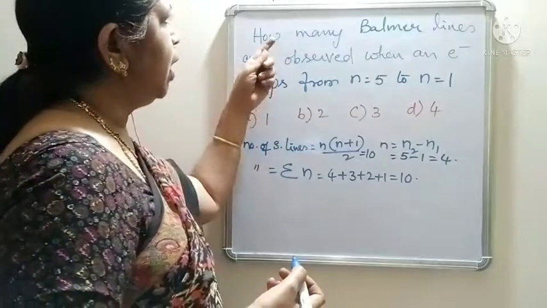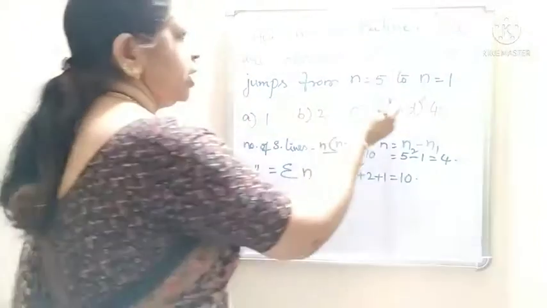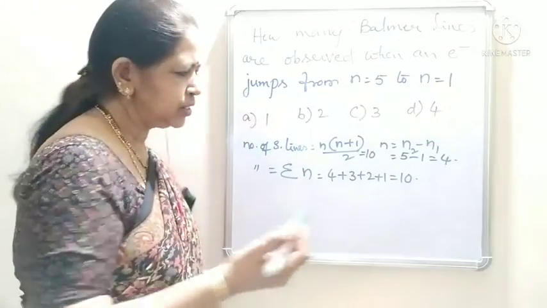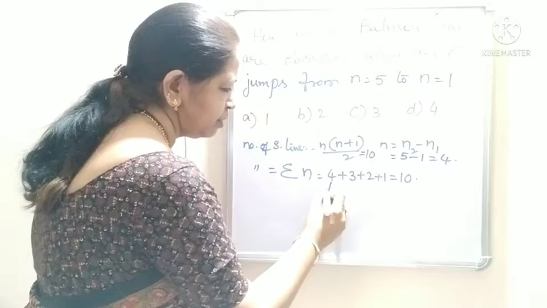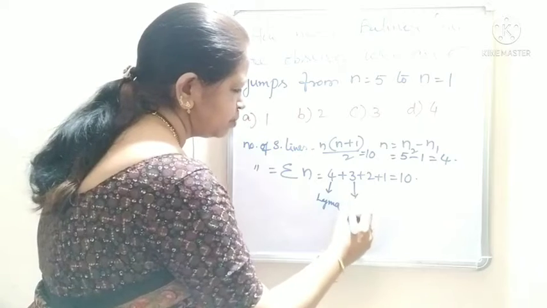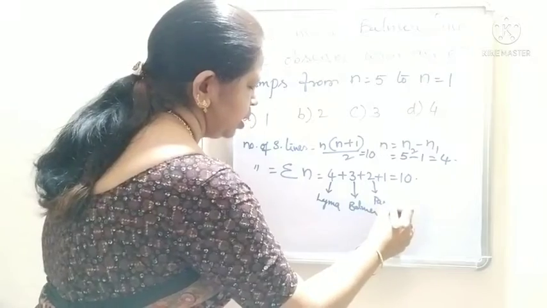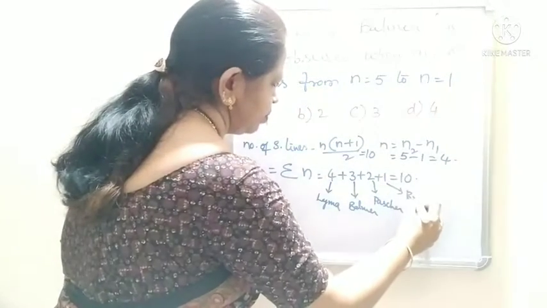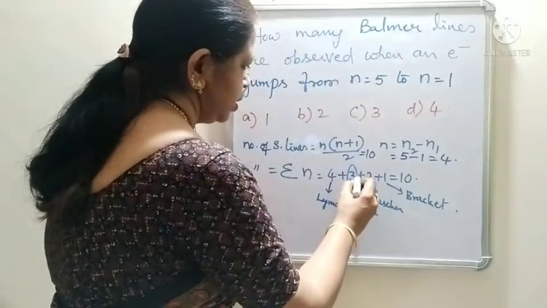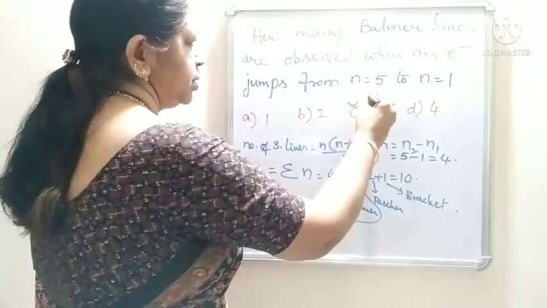Now in this question, how many Balmer lines are observed when an electron jumps from n5 to n1? Balmer lines means it is the second series of lines. The first series corresponds to Lyman series, the second corresponds to Balmer series, the third Paschen and the fourth Brackett. So how many Balmer lines are observed in this? There are 3 Balmer lines observed in this electronic transition. So the answer is C.